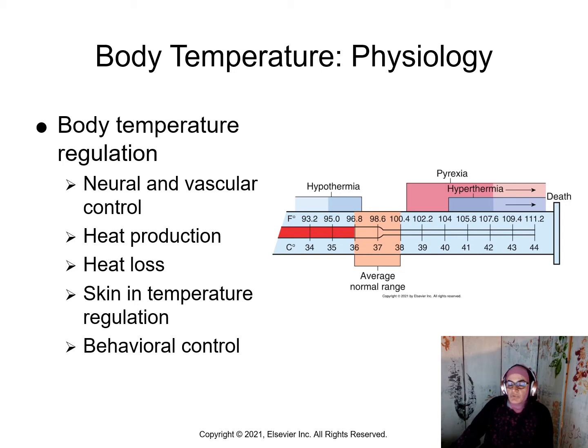96.8 to 100.4 is the average normal range of temperature. That's 36 degrees Celsius to 38 degrees Celsius. And then we have to know what vascular control those temperatures. What is the heat loss? What is heat production? Where do we have heat production? Do we have a factory in our body?